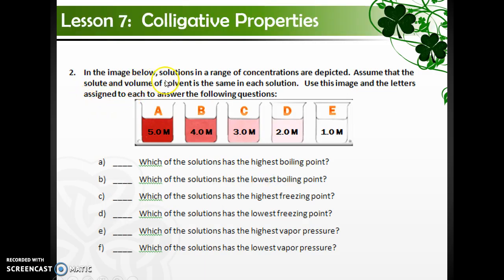And then in the images below, the solutions in a range of concentrations are depicted. Assume that the solute and volume of solvent is the same in each. This one is a 5 molar solution, so it has 5 moles of solute per 1 liter of solution. This is 4, 3, 2, and 1. So which of these would have the highest boiling point? Which of these would have the lowest boiling point, highest freezing point, lowest freezing point, highest vapor pressure, and lowest vapor pressure?